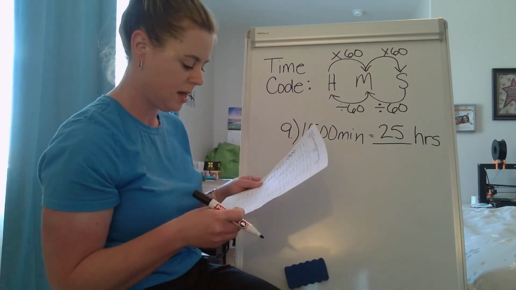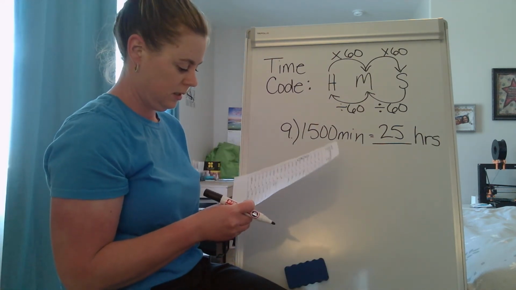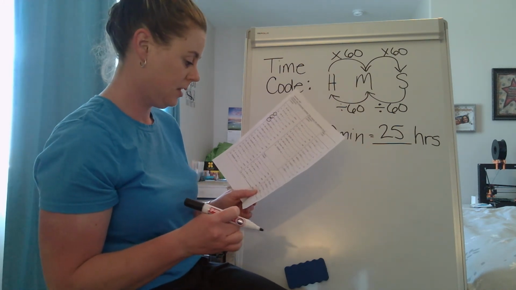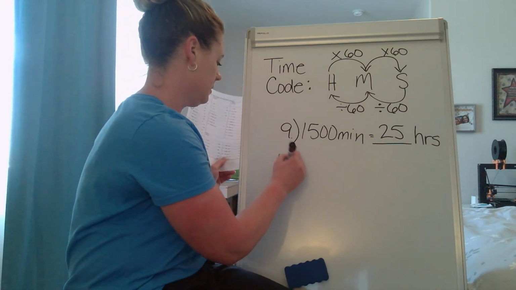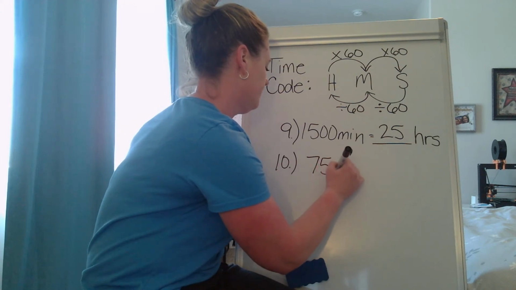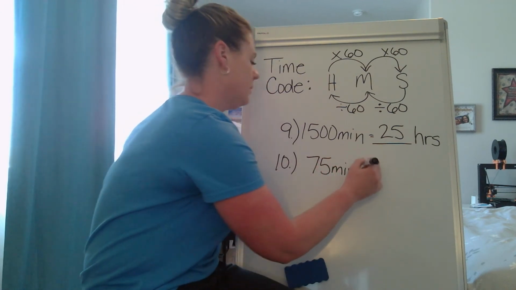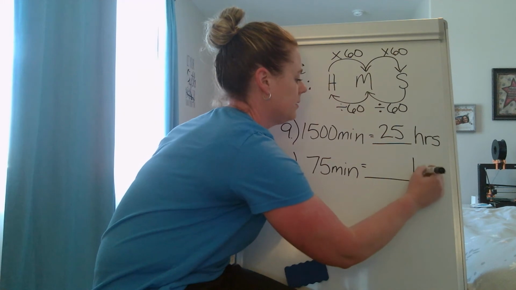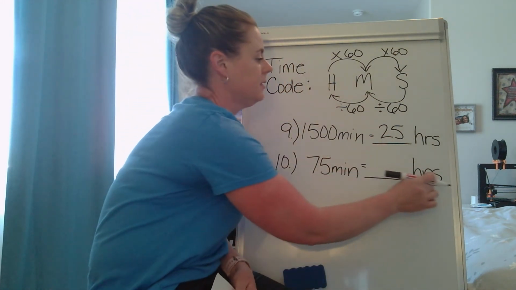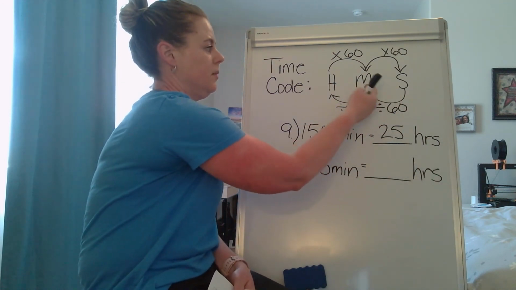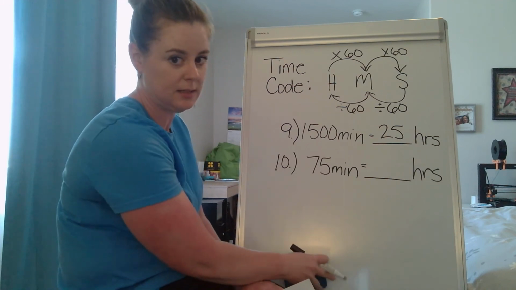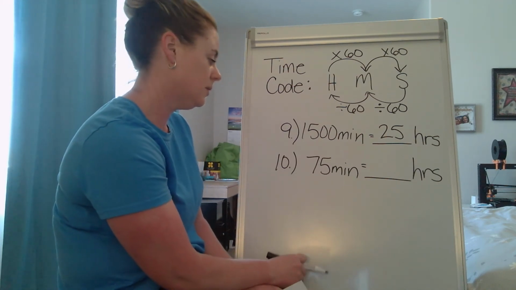Okay, let's look at number 10. Number 10, 75 minutes equals how many hours? Okay, so we're going from minutes to hours. Look at our code. Minutes to hours. So we're dividing by 60 again. So this one's going to be tricky.